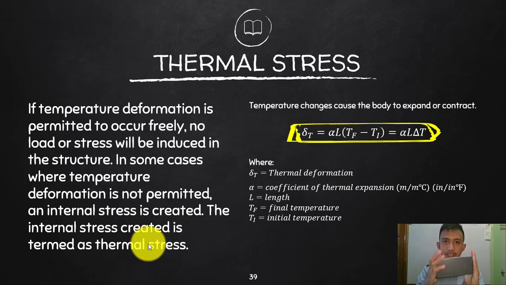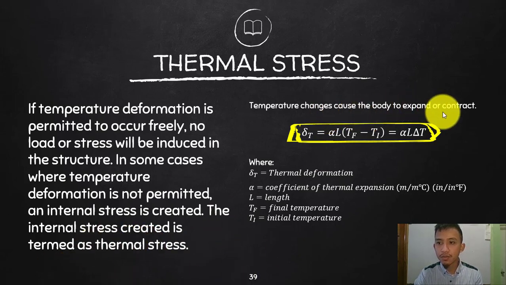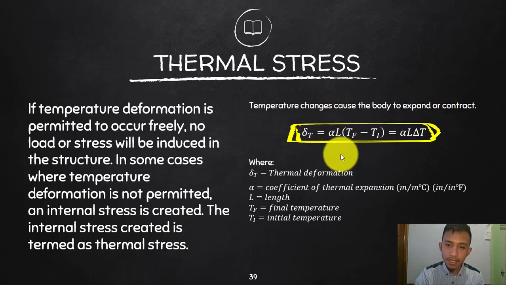That is due to the member being restricted. That is only true for a member which is restricted. If it is a free member, then there's no problem. There is no thermal stress created by elongation and shortening. But since it is restricted, there is a thermal stress. So temperature changes cause the body to expand or contract, and again, we compute that deformation.